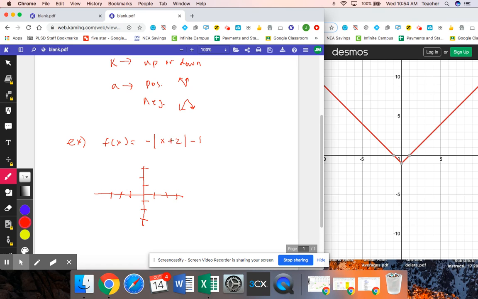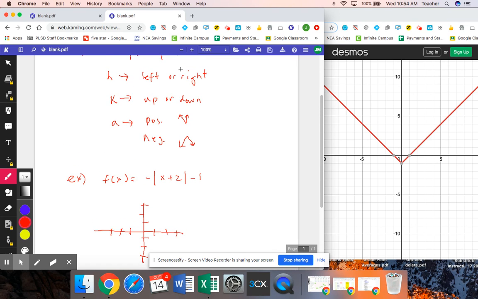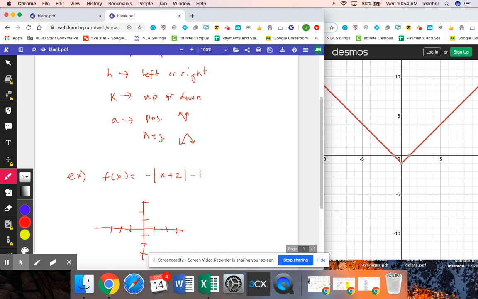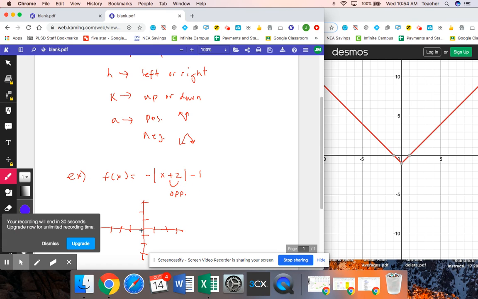Now, inside it says +2. If you remember, it's actually the opposite. So you might think to move to the right 2. Remember, the inside is left or right, right? So whatever this is, it's the opposite of what you think. Since that's a +2, you move to the left 2. But you don't actually put the point there because you also have to go down 1. So you go down 1 from there.